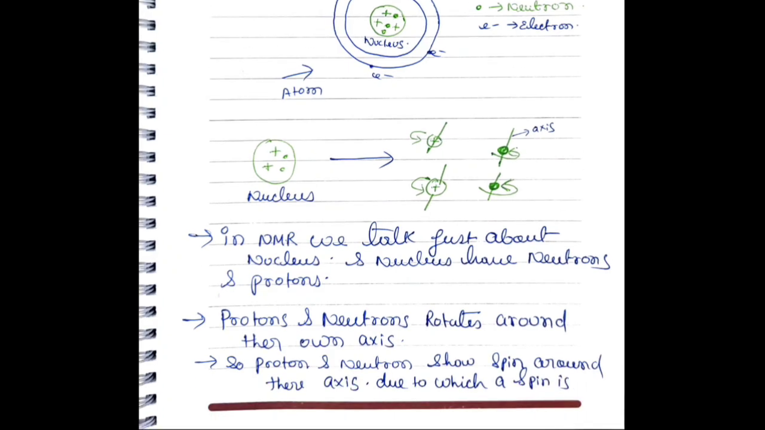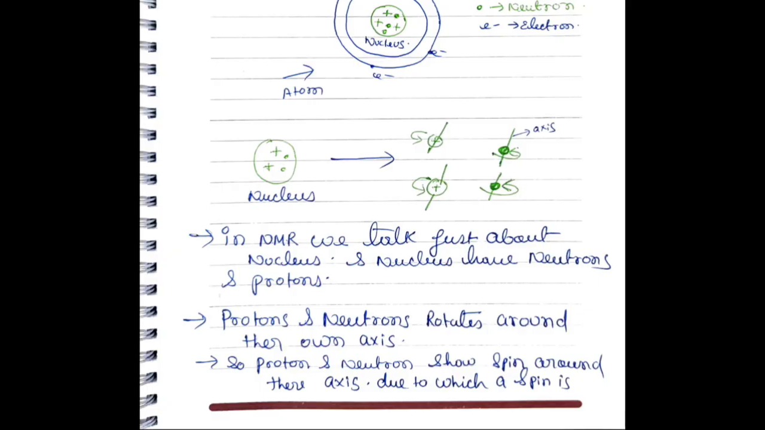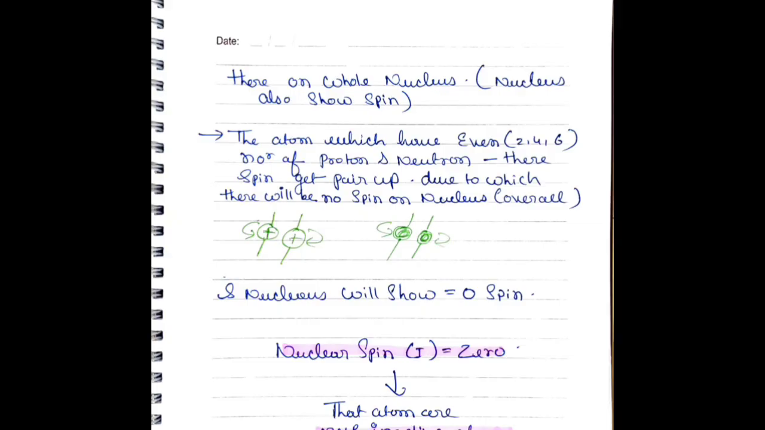In NMR, we talk just about the nucleus, and the nucleus has neutrons and protons. Protons and neutrons rotate around their own axis, so they show spin. Due to the spin of neutrons and protons, there is an overall spin in the nucleus. Inside the nucleus the neutrons and protons are spinning, and due to their combined spinning, the whole nucleus is also spinning around its own axis.